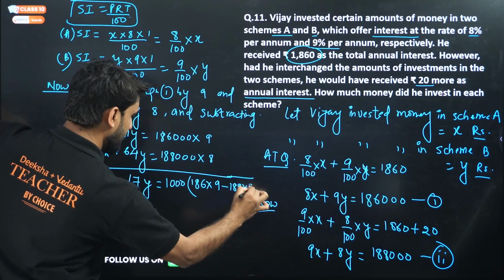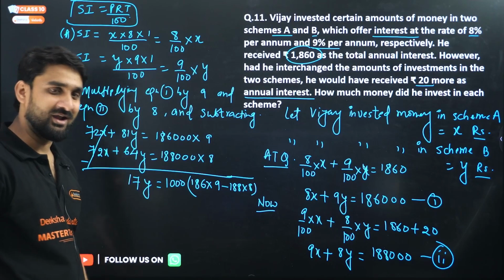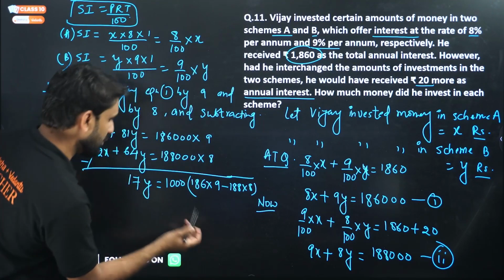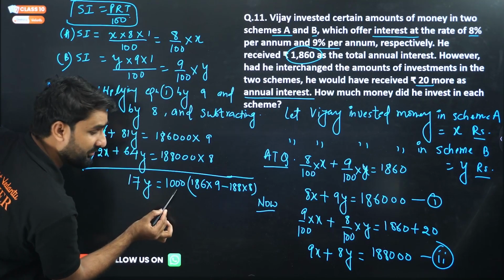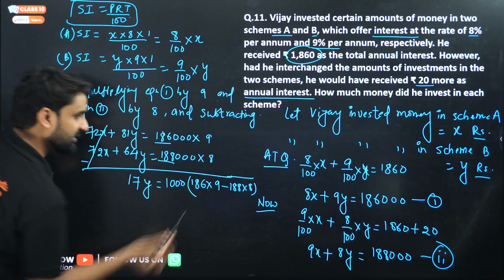188 into 8. I think this is clear to you. Yeah, this is a bit tricky. I'm giving you a trick how you can make a lengthy calculation easier. Look, the 1000 is common in both, so I have taken 1000 in common. So what will be left? 186 into 9 and 188 into 8. This will be the result.